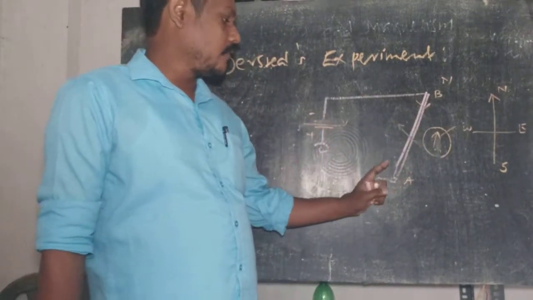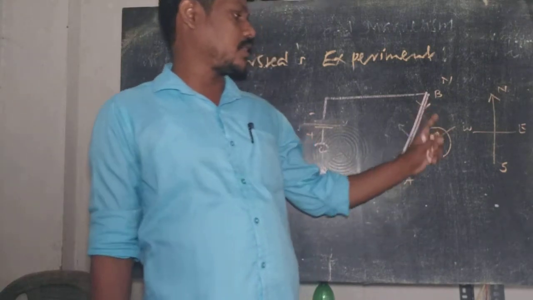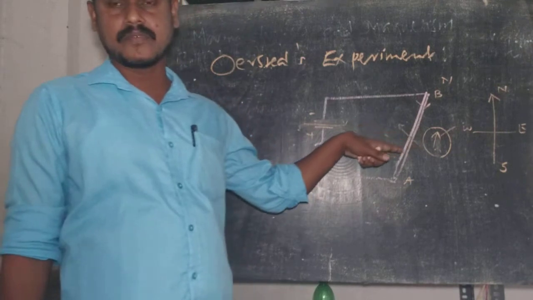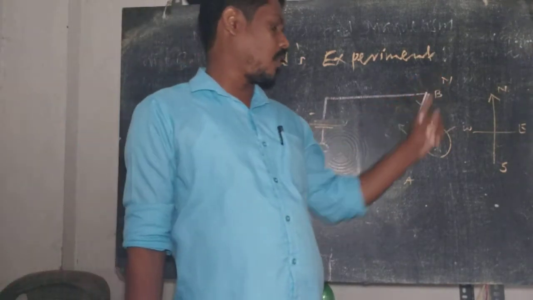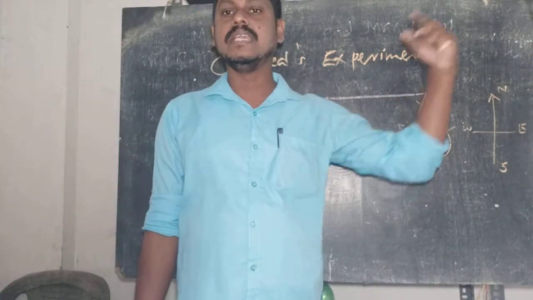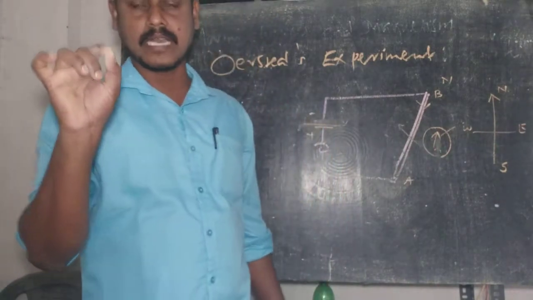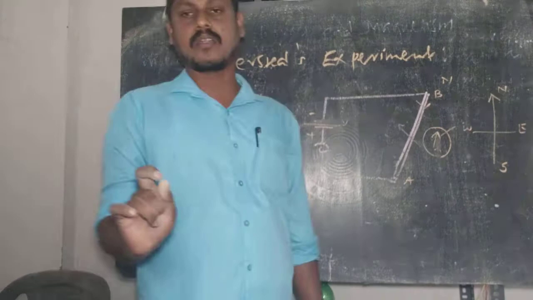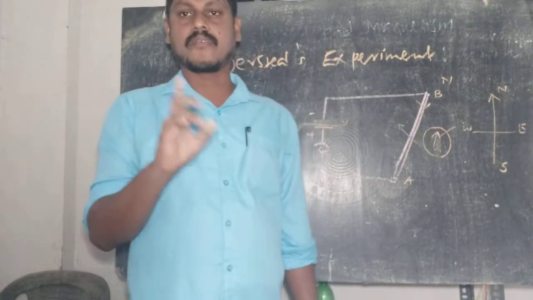We have seen that when the current is flowing from south to north, the north tip is deflected to the west. When we reverse the direction of current, that means the current is flowing from north to south, the deflection is towards the east. So magnetism is generated due to the flow of current. The direction of magnetic field generated is dependent on the direction of flow of current.